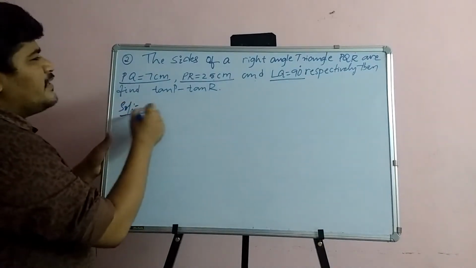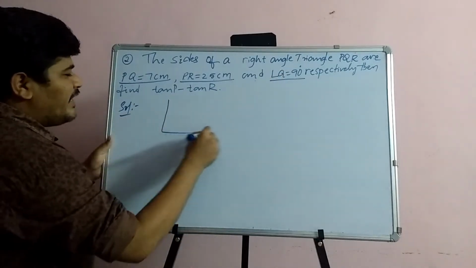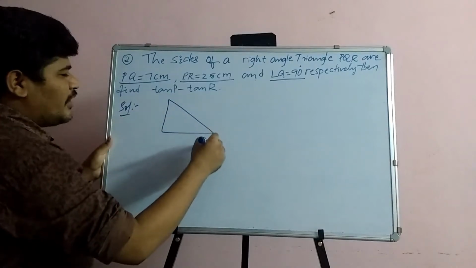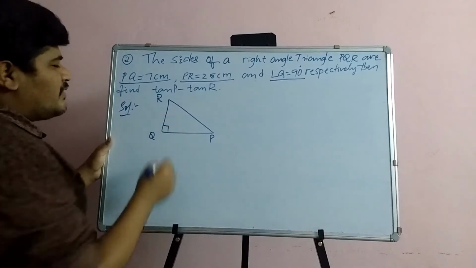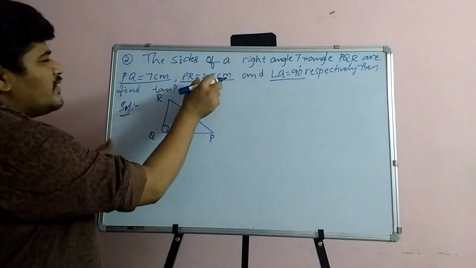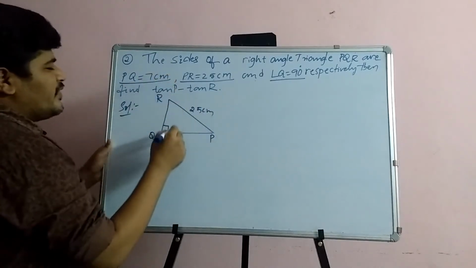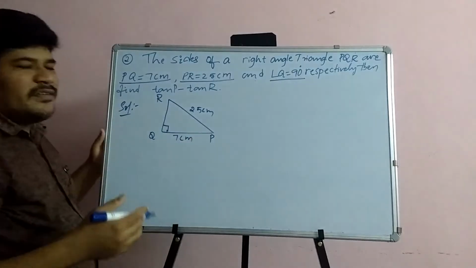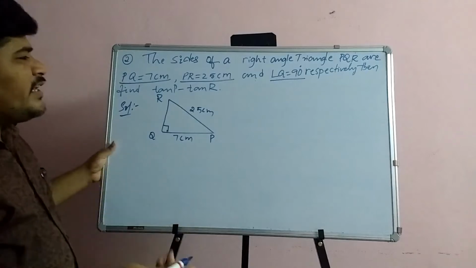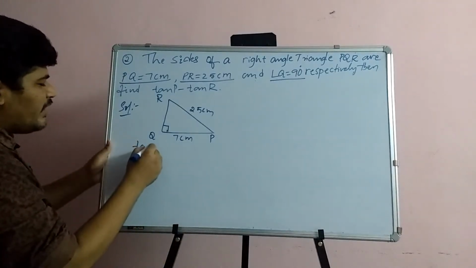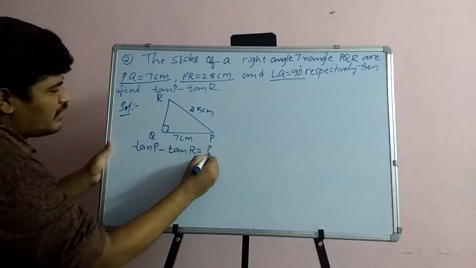They mentioned here angle Q is equal to 90 degrees. So here I am taking a right angle triangle PQR, with right angle at Q. And here, PR is equal to 25 centimeters and PQ is equal to 7 centimeters. So this is the diagram according to the given data. Now children, what we need to find? Tan P minus tan R.